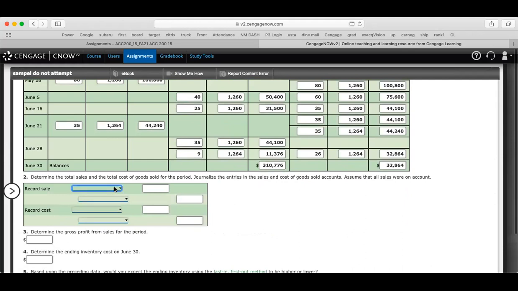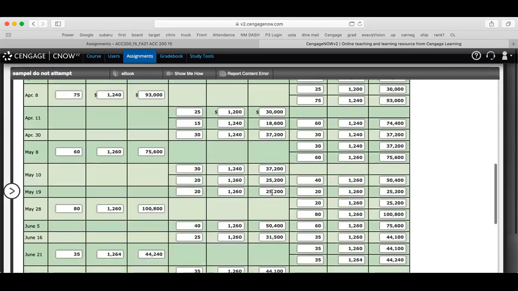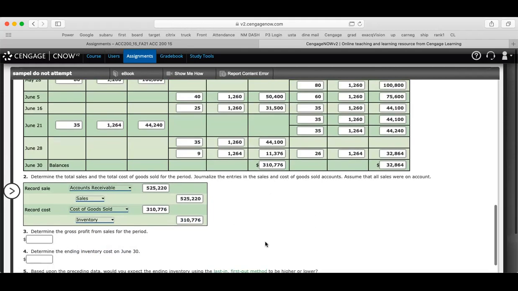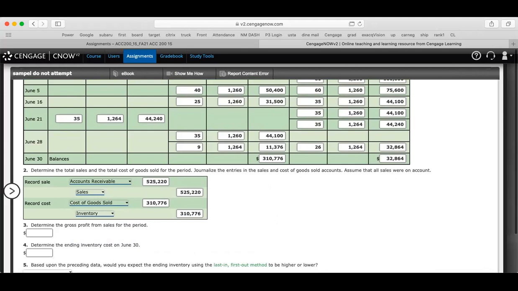So I'm going to debit accounts receivable 525,250. Now I'm going to do sales, because remember this closes out. We're getting revenue, 525,250. Now we're going to record our costs. Keep in mind, this column did our total costs, 310,776. So that's our cost of goods sold column, 310,776 right here. Now this is coming out of our inventory, 310,776.